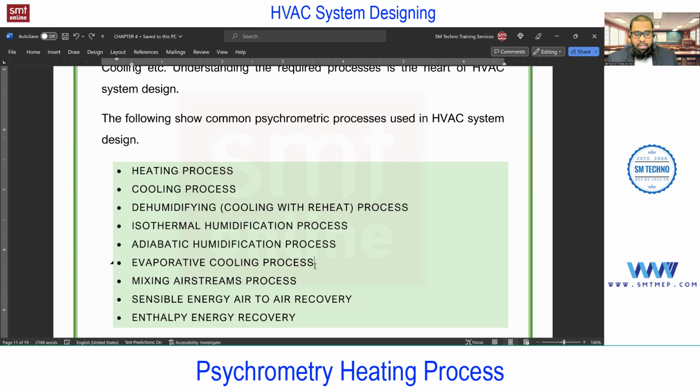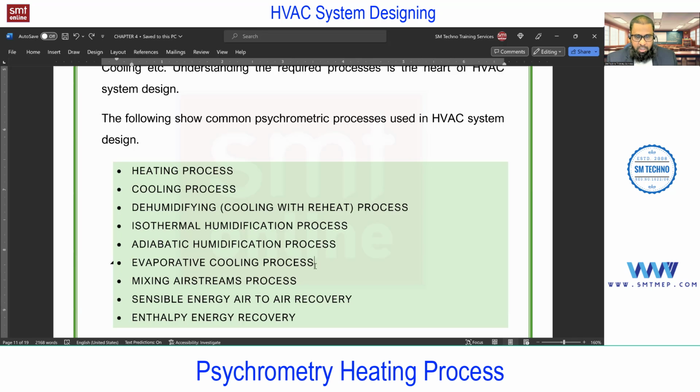What will be the condition of the mixed air if I use 50% fresh air or say 30% fresh air, etc.? Next, sensible air-to-air recovery and enthalpy energy recovery. The last two points are related to ventilation reclaim or HRU, heat recovery unit. We'll discuss that later. The last two points remaining I'm going to cover now in this chapter 4 only.